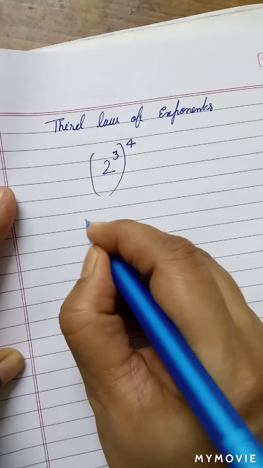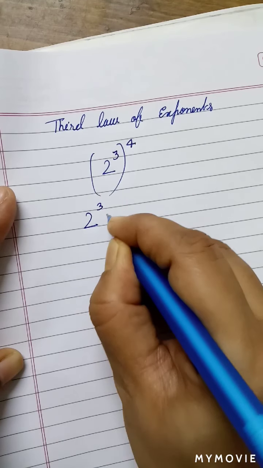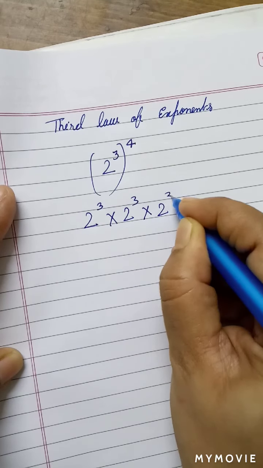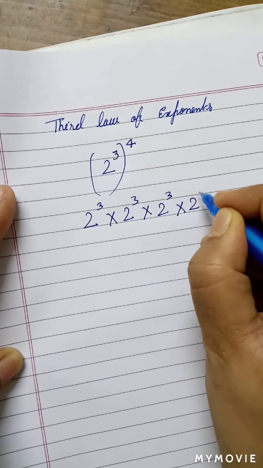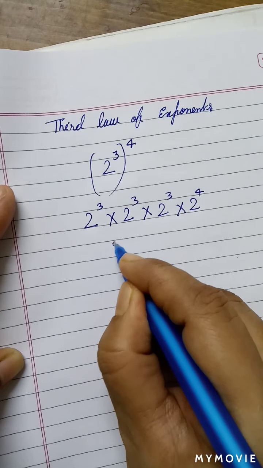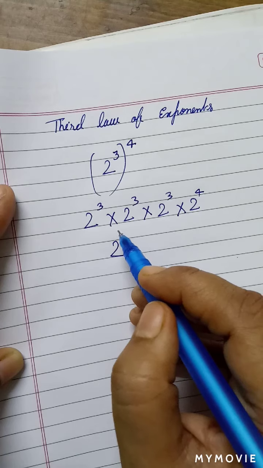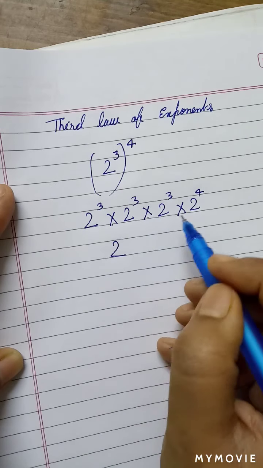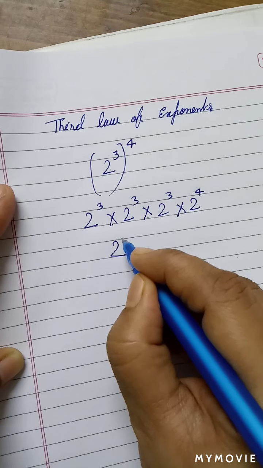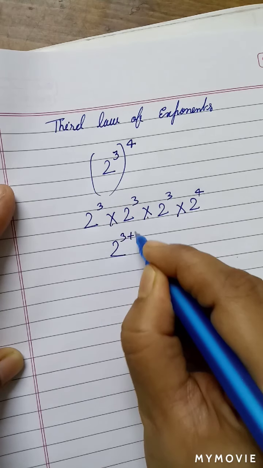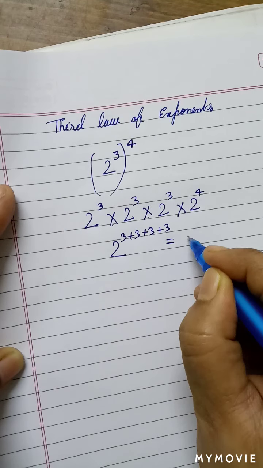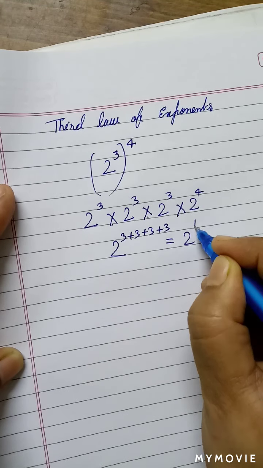We would write it like this: 2 to the power 3 into 2 to the power 3 into 2 to the power 3 into 2 to the power 3. So this would turn out to be, the base will remain the same and we have the sign of multiplication. So we will add up the exponents. This will turn out to be 2 raised to the power 12.